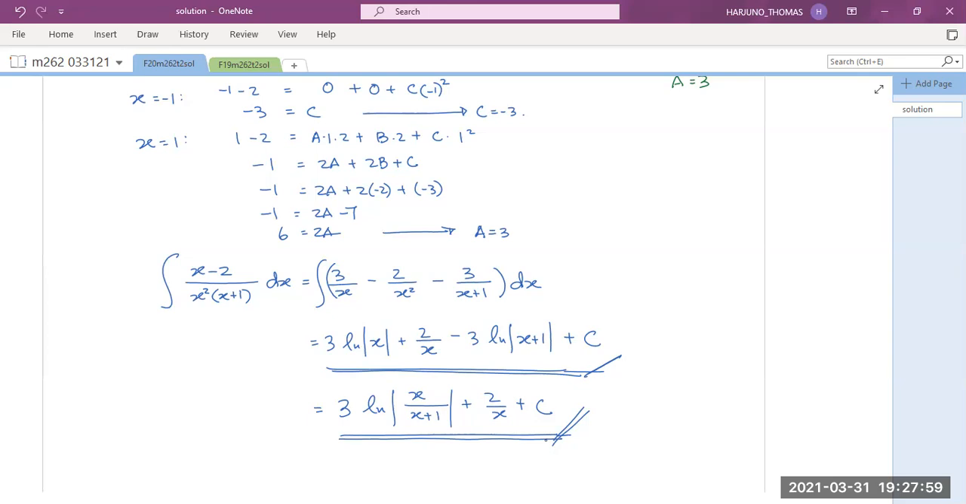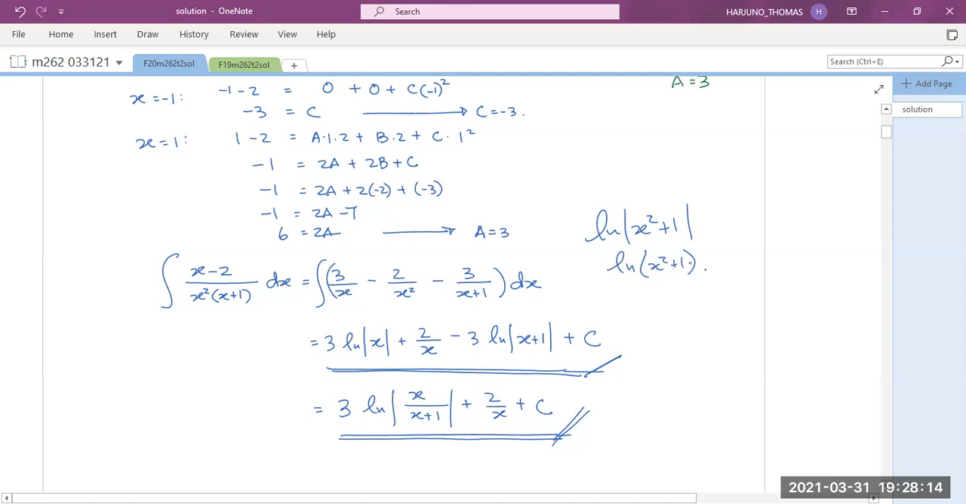Well, basically x and x plus 1 may be positive, may be negative. So just keep it absolute. Oh, okay. If you have a natural log of absolute x squared plus 1, then x squared plus 1 is always positive anyway. So you don't need to use that absolute value. You can just change it to parentheses.